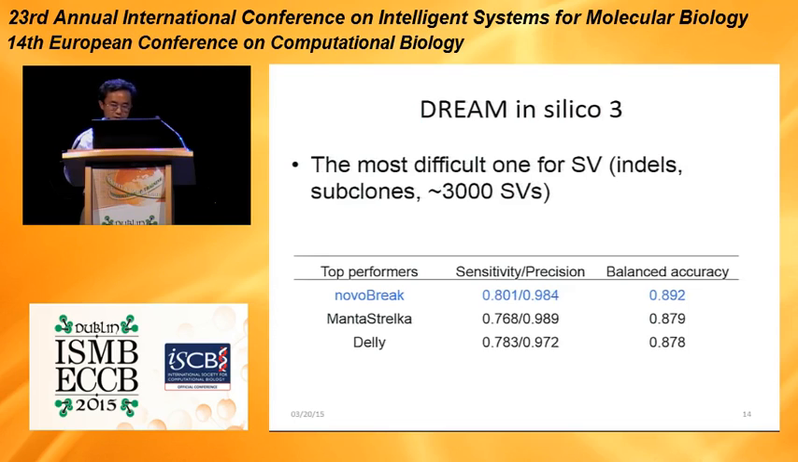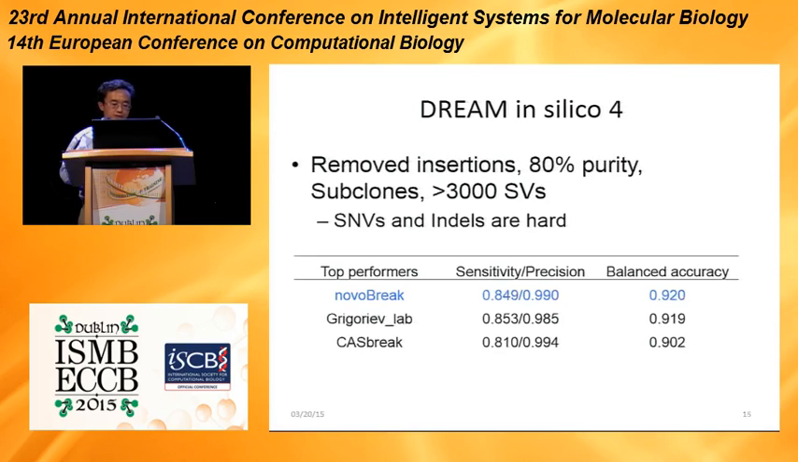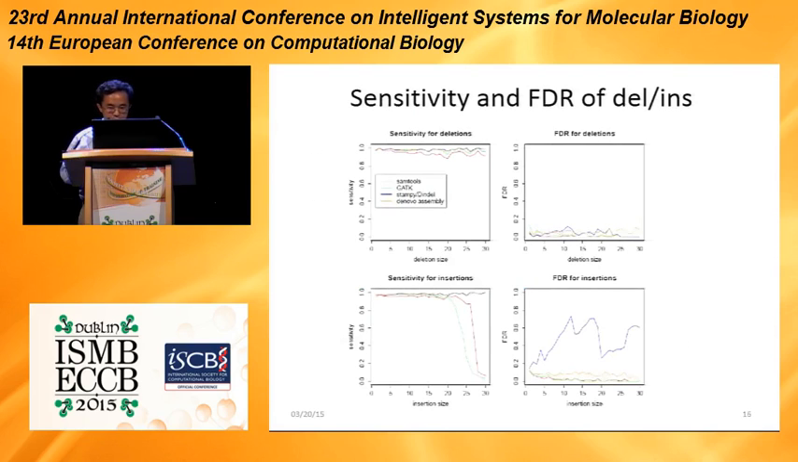DREAM Challenge 3 is more challenging, in that there's more than just SVs now. There are indels included in challenge round 3, which is also very interesting because we think our program has the potential to identify indels as well. It doesn't matter how small the events are; as long as they are sufficiently different from the reference, we will be able to assemble those events. So indeed, we observed a performance gap relative to other programs in this challenge. I'm going to skip challenge 4.